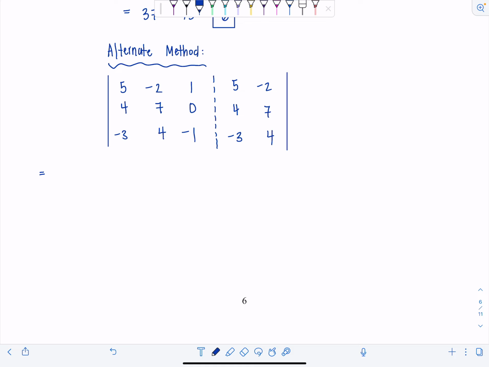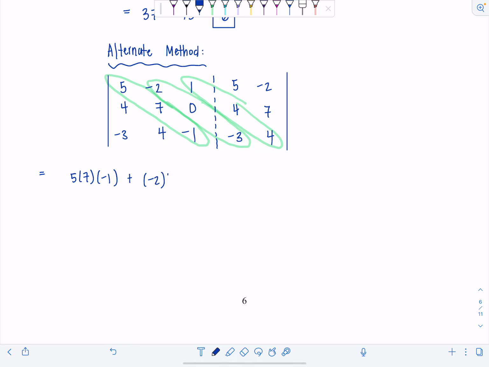Same idea here. You're going to take the product of this diagonal plus the product of this diagonal plus the product of this diagonal. So we've got 3 of them. So let's see. We have 5 times 7 times -1 plus -2 times 0 times -3 plus 1 times 4 times 4. You take those entries and then you subtract the product of diagonals going the other way, like we did in the 2 by 2.